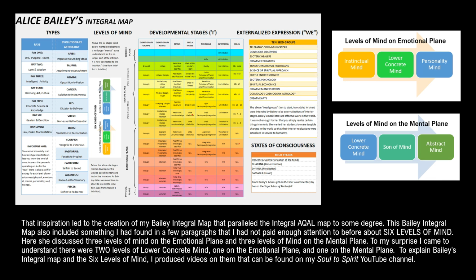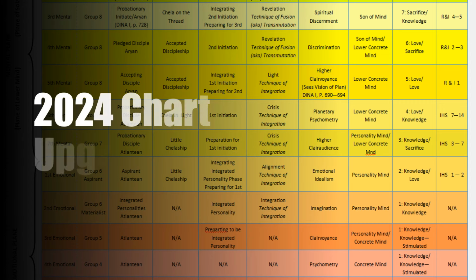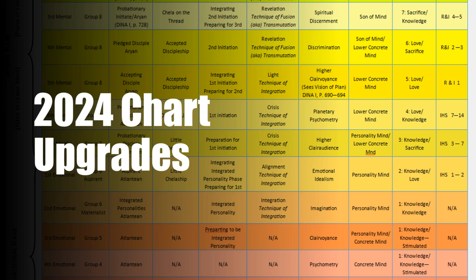To explain Bailey's integral map and the 6 levels of mind, I produced videos on them that can be found on my Soul to Spirit YouTube channel. So here are the 6 levels of mind, but I don't want to get into details about what they are. Instinctual mind, lower concrete mind, and personality mind on the emotional plane; lower concrete mind, the son of mind, and the abstract mind on the mental plane. So now we're going to go to the 2024 chart upgrades. And before I do, I'm just going to mention that I made an entire video on that Bailey integral map that you can see on the Soul to Spirit website if you want to get the details of how I showed how those maps, the integral map and the Bailey map, line up.